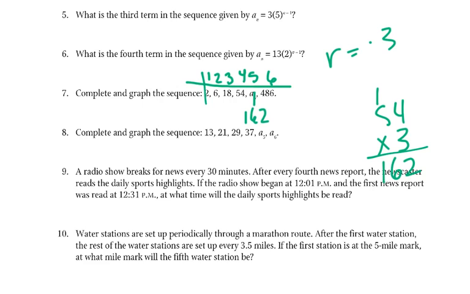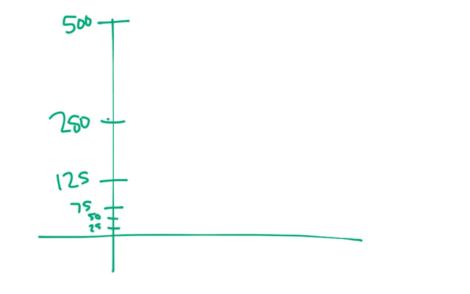So let's make ourselves a graph here. Okay. Now we got to get pretty high up to 486, right? So we go 2, 6, 18, 54, 162, 486. So maybe if we called this 500. So this would be like 250. So from 250, cut that in half. That would be 125. That would be 75. Okay, cut that into thirds, and that would be 25 and 50.